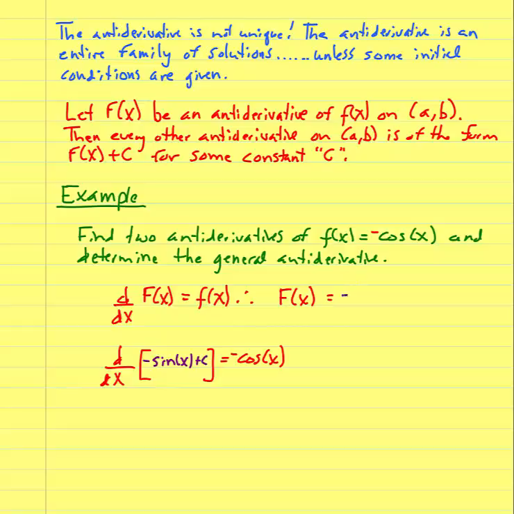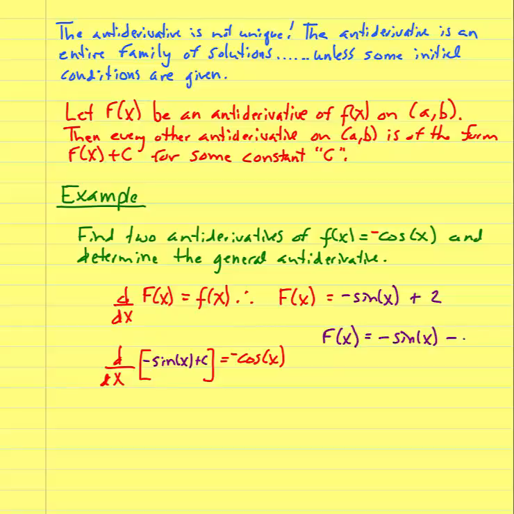So some values that could work here are negative sine of x, and again, always put parentheses around the arguments of your trig function, plus any number that I want here. It could be positive, it could be negative, it could be a fraction. So I'm going to call, let's say, plus 2 here in this case. But again, that was arbitrary. It could have been any number.